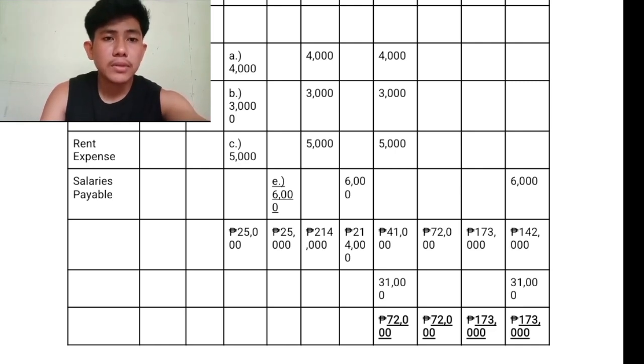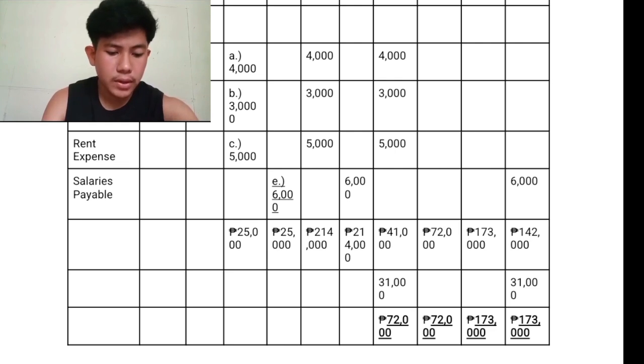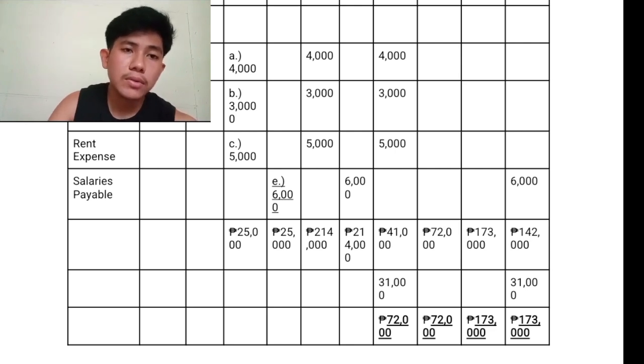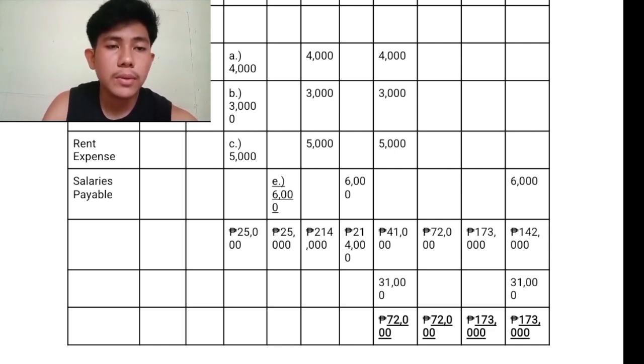After that, we're going to extend the real accounts to the balance sheet. So on the debit side, we have 173,000 pesos, and on the credit side we have 142,000 pesos. So their difference is 31,000. So that means we have a profit.